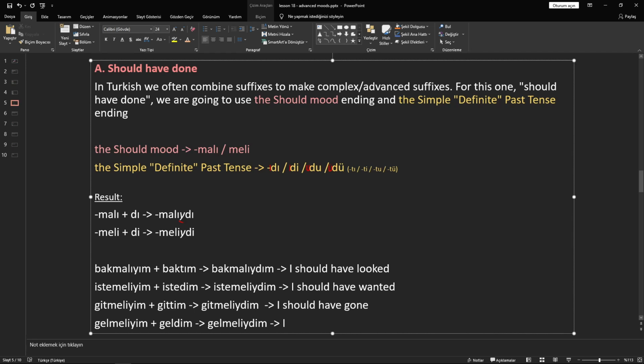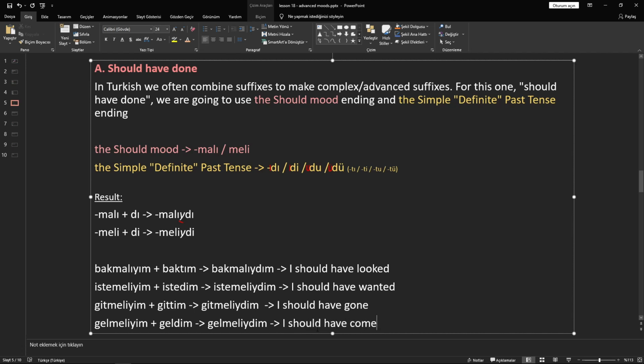Yes, spring trousers. Good job. Sami buraya gelmeliydi. Let me see. Yes, Massima. Exactly. I should have come. Like gelmeliyim, I should come. Geldim, I came. Gelmeliydim, I should have come.